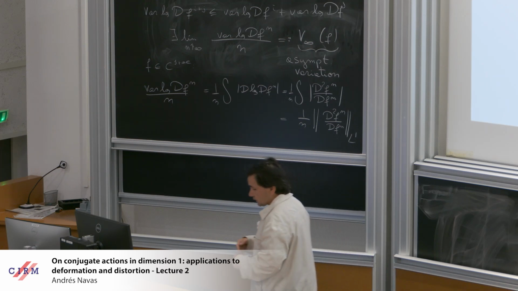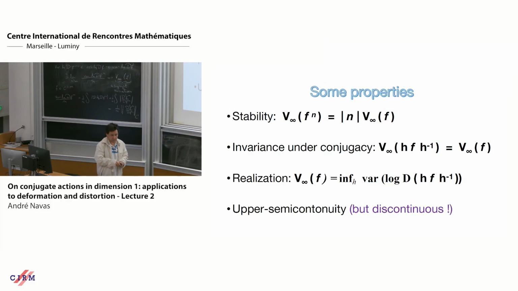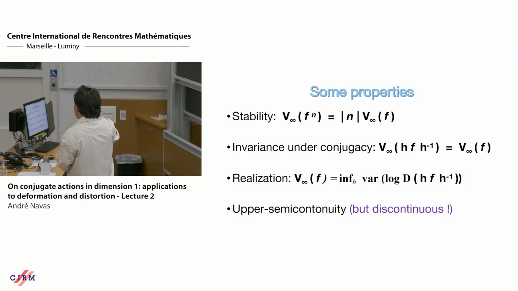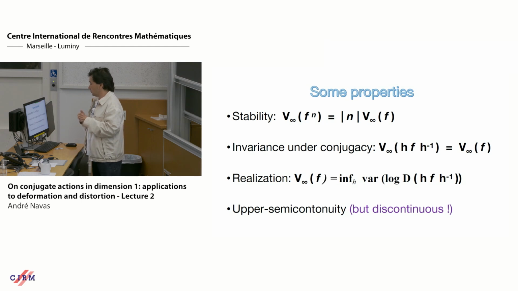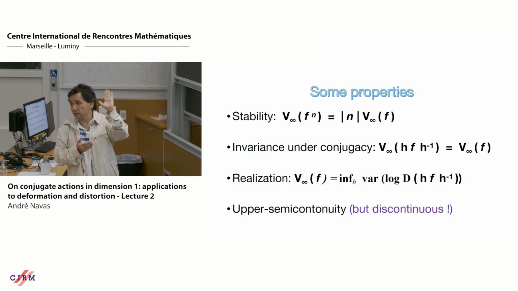Okay, so let me discuss a little bit about this notion of asymptotic variation. So there are some properties. Well, because of the definition, this is stable under taking powers. So this is a formula. The asymptotic variation of f to the n is equal to the asymptotic variation of f times the absolute value of n. The asymptotic variation of f is equal to the asymptotic variation of the inverse of f. This is why there is this absolute value in the first formula.